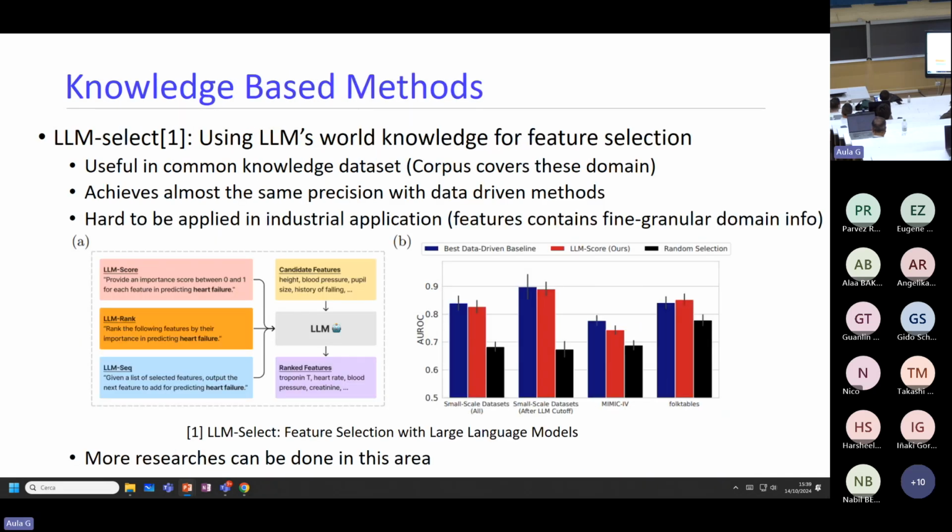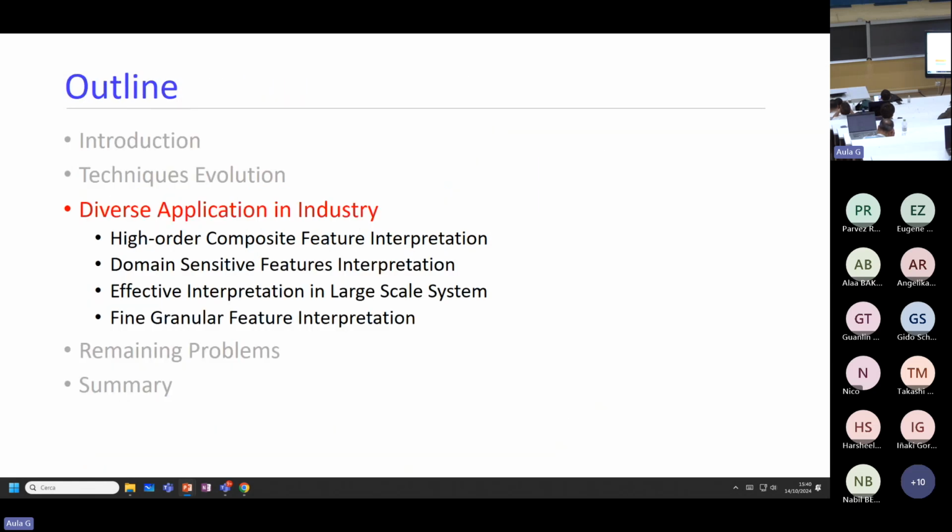That's when we should use the language, the knowledge-based method. The recent work called LLM Select uses a large language model to use its domain knowledge to give a score for each feature for a task. And they found that it achieves almost the same precision as the previously mentioned data-driven method. But it is hard to apply in our industrial system because our features contain very fine-grained domain information, and a large language model may not have learned that well before. So more research can be done in this area.